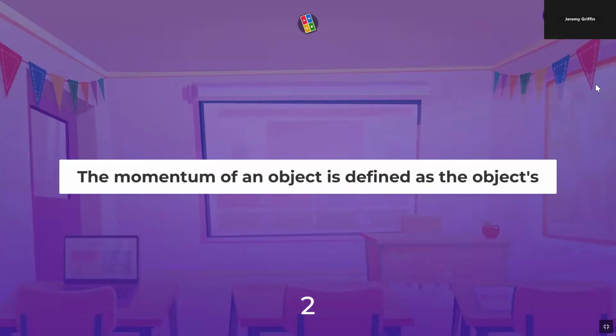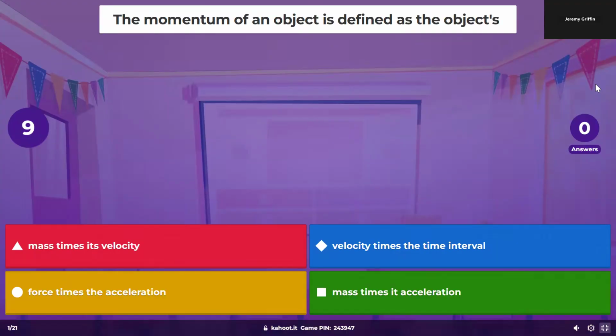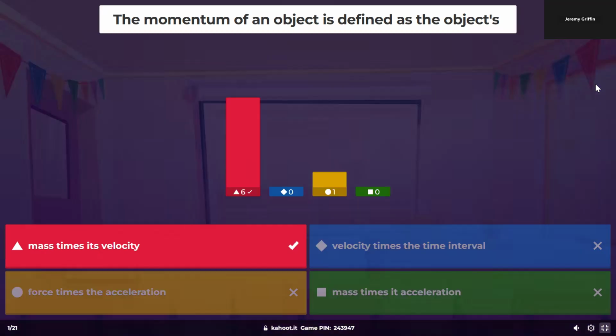The momentum of an object is defined as. Yeah, mass times velocity. There you go, mass times velocity. What are these other things? Okay. Guys, what is velocity times time? That tells you what starts with the D. Displacement. Okay. If you go like 60 miles an hour for 3 hours, you've driven 180 miles. You guys know that.